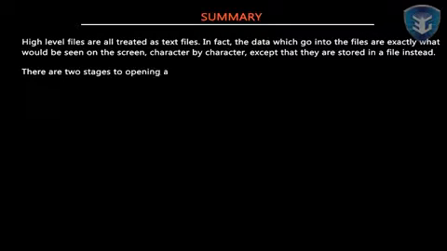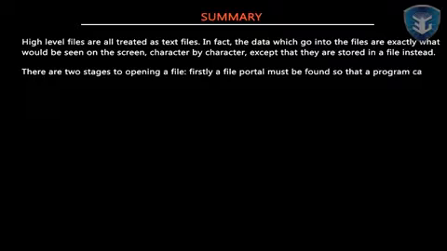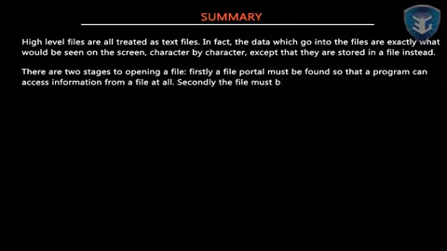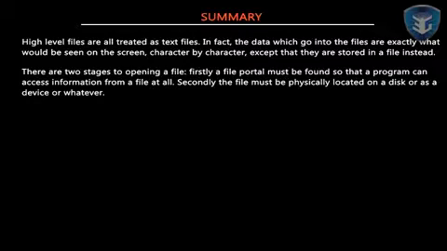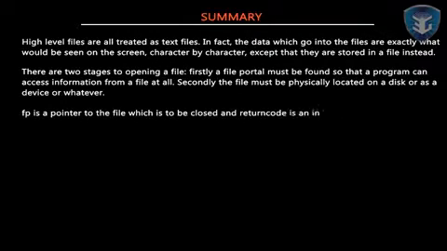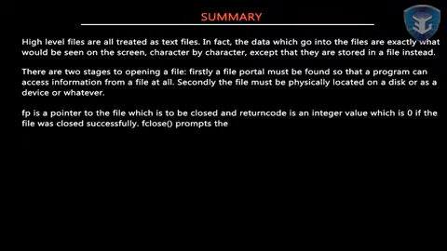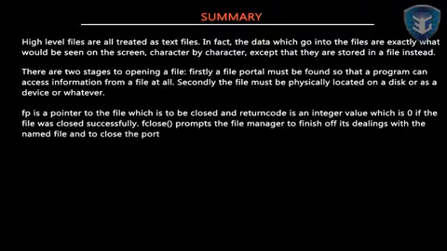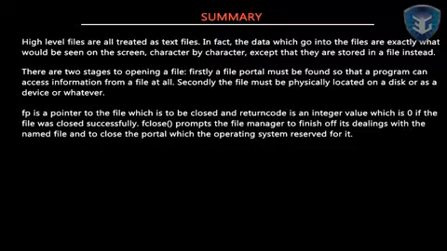There are two stages to opening a file. Firstly, a file portal must be found so that a program can access information from a file at all. Secondly, the file must be physically located on a disk, or as a device or whatever. fp is a pointer to the file which is to be closed, and the return code is an integer value which is 0 if the file was closed successfully. fclose() prompts the file manager to finish off its dealings with the named file, and to close the portal which the operating system reserved for it.